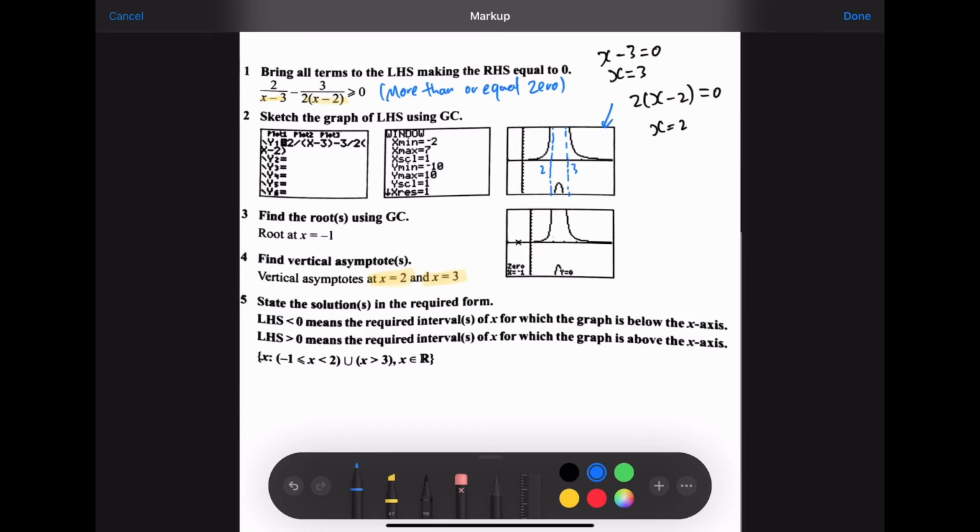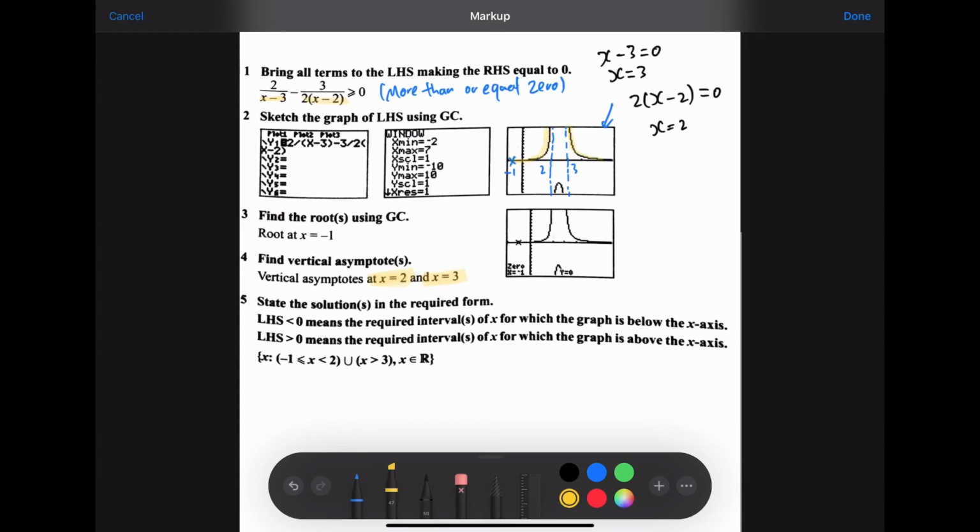So the next step is to find if there are any roots using our graphic calculator. You're going to find that you have 1, which is here, and -1. Once you find the roots and the vertical asymptotes, the next thing to check is the inequality sign. Is it more than or equal to 0 or less than or equal to 0? Take note of the equal sign there. So since this inequality is more than or equal to 0, it's everything above our x-axis. So we have this part and this part.